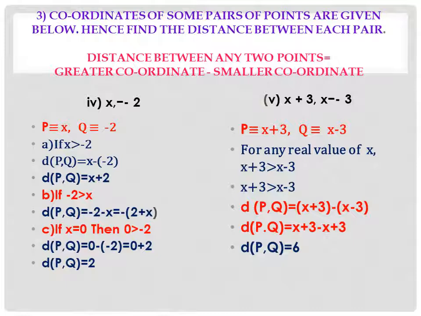When you want to find the distance, which formula are we using? Distance between any two points is equal to greater coordinate minus smaller coordinate. You want to remember this formula. Then what is our first sum given?